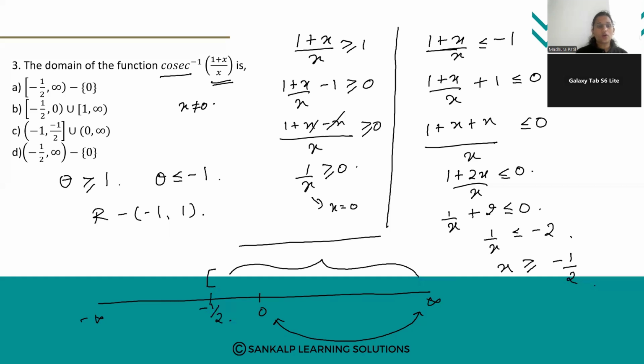If you observe the intersection of both, it will be minus 1 by 2 to infinity. Correct? But take care that x should not be equal to 0. So this is minus 0. So what is the answer? Option A, that is the closed interval minus 1 by 2 to infinity, minus 0. Thank you.